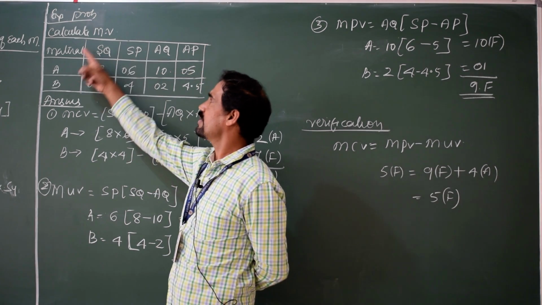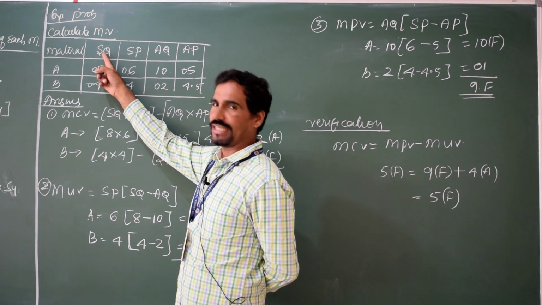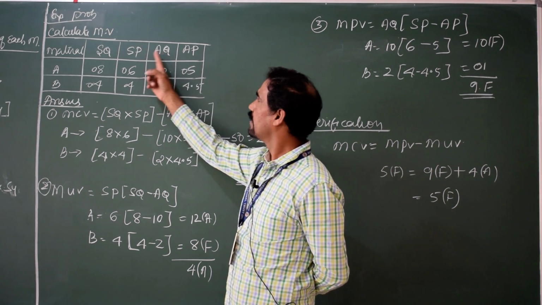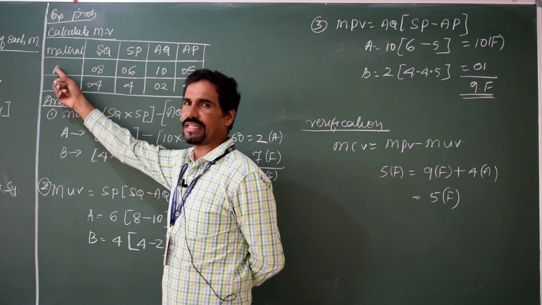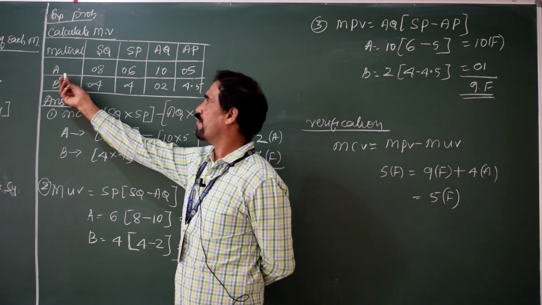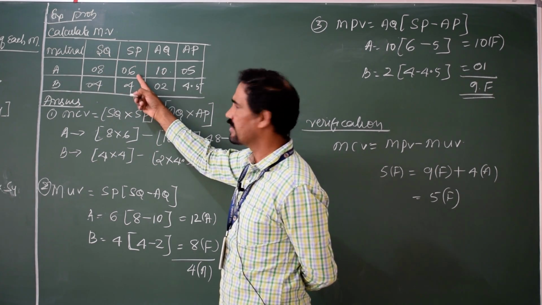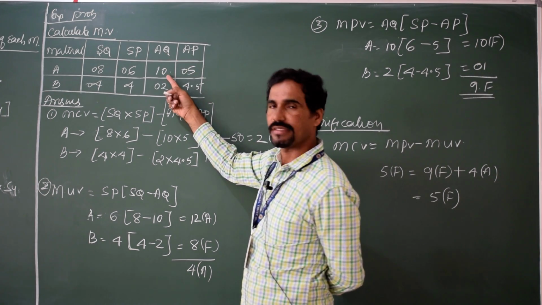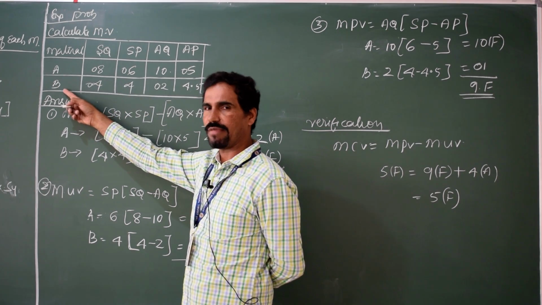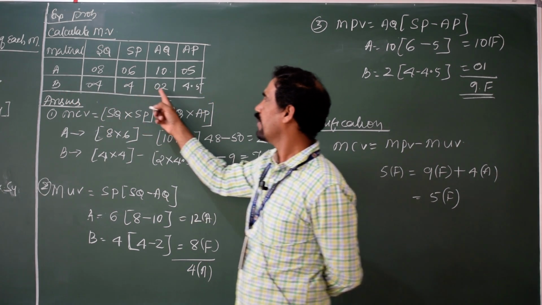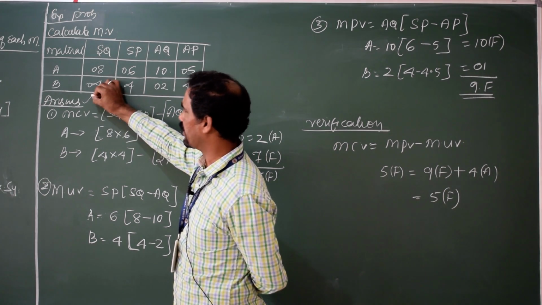See the question, materials A and B are given, with standard quantity, standard price, actual quantity and actual price. All the information is given in the box. First we will go for material A. Standard quantity 8, standard price 6, actual quantity 10, actual price 5. Material B is also given: 4, 4, 2 and 4.5. Now we will go for the solutions.